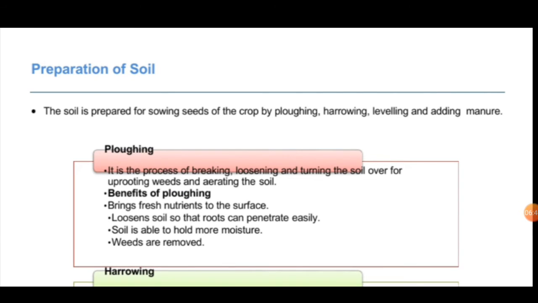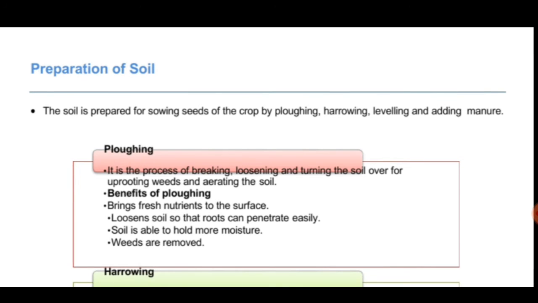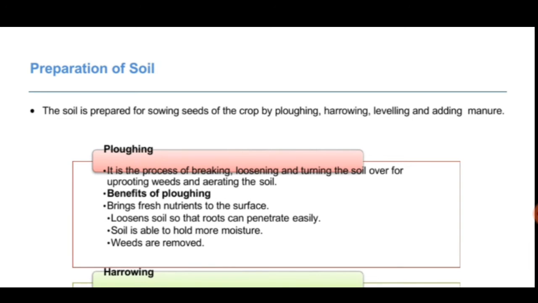Soil preparation is necessary for the growth of healthy and bumper crop. Now, soil preparation involves 2 steps. The first is plowing and another is leveling. The process of loosening and turning the soil is called plowing or tilling. Now, let's try to understand how tilling or plowing is done.